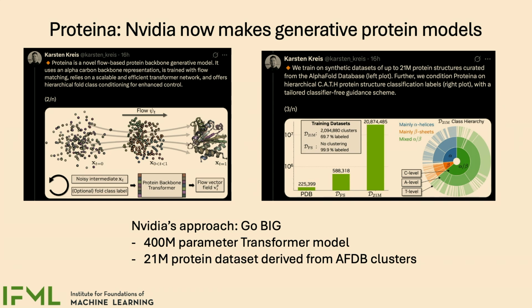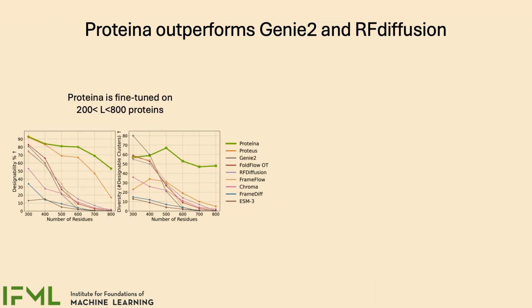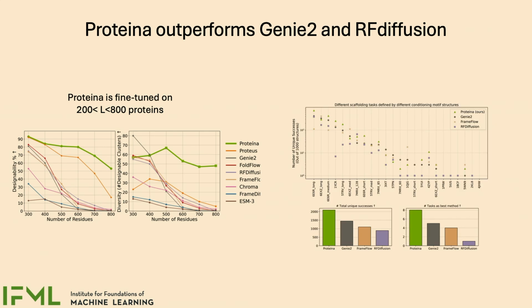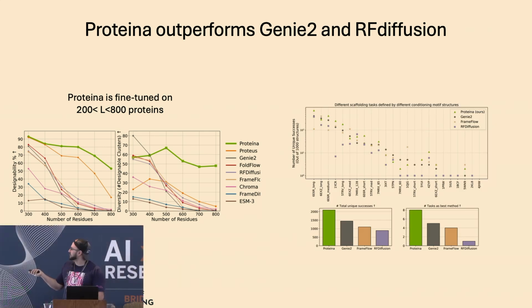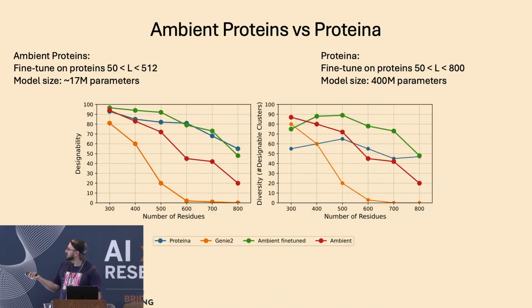So they went big on data and went big on model. And when they did this, you can see they're just crushing everybody when it comes to longer proteins, which makes sense. They had more data and they scaled to longer proteins, training up to 800 amino acid proteins. And they improved motif scaffolding. So here's Proteina versus Genie. They made improvements on this end.